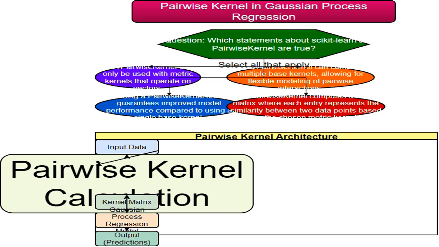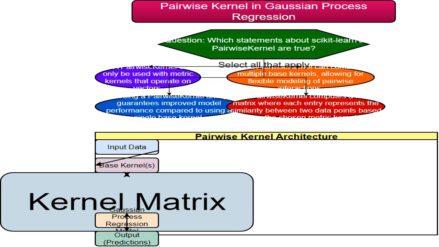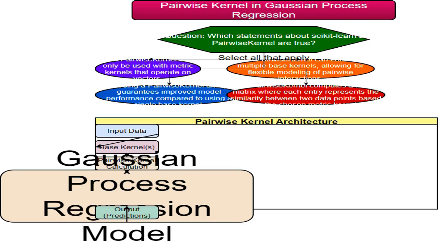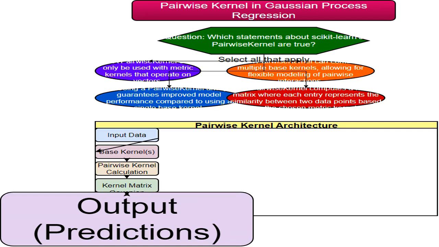This is the core process. The PairwiseKernel takes each pair of data points and applies the base kernels to see how similar they are. This is the output, a table showing all pairwise similarities. The kernel matrix is used here for predictions. It's the central piece linking the data to the predictions. Finally, we get the results, the predictions from the model using the pairwise similarities.